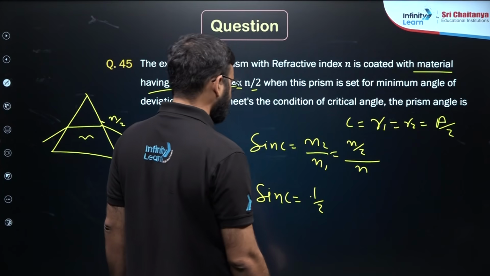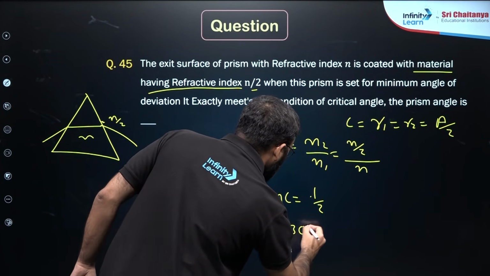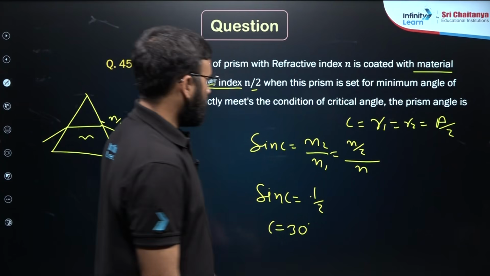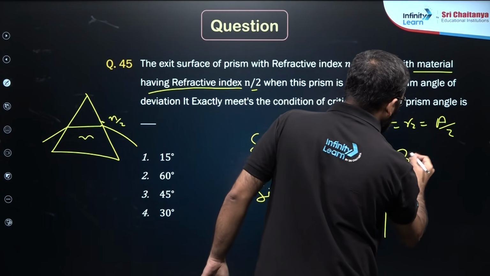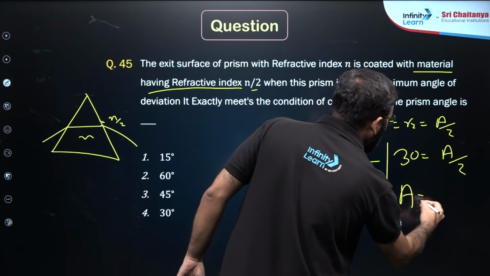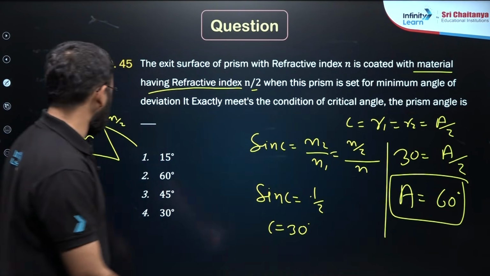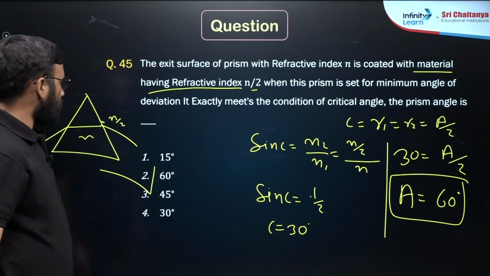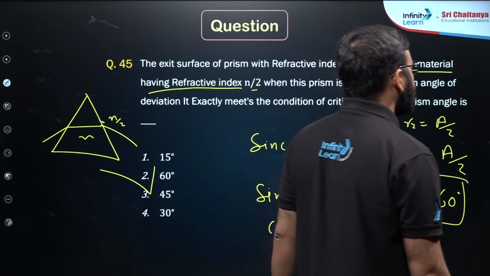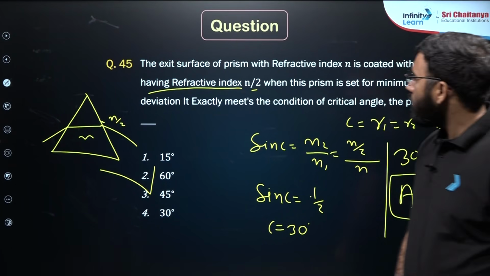So c equals 30 degree, so you can put the c value here: 30 equals a/2, so a equals 60 degree. Which option? Option second is your correct answer beta here for this question. Okay, next one.